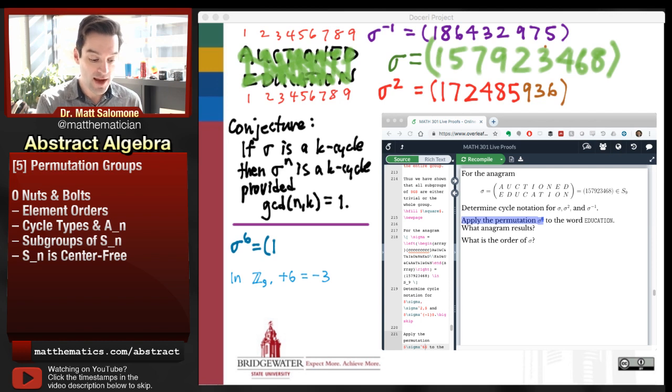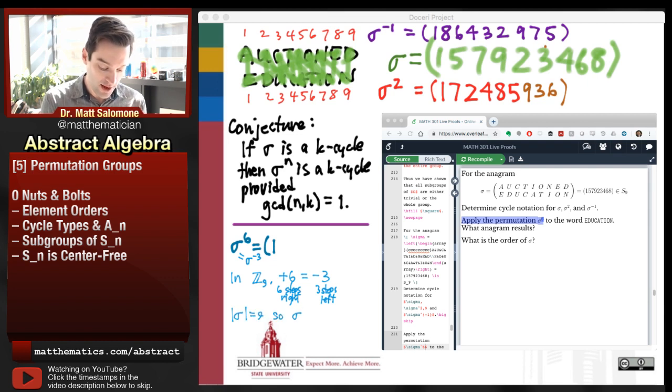Another way to see that is taking 6 steps to the right around my table is the same thing as taking 3 steps to the left when I have 9 people seated around a table. 6 steps right equals 3 steps left. And in view of that, the 6th power of sigma is the same thing as the minus 3rd power of sigma, because after all, the order of sigma is 9, because sigma is a 9-cycle. So sigma to the 9th is equal to the identity. And then just multiplying both sides of this equation by sigma to the minus 3 will show me sigma to the 6th is equal to sigma to the minus 3.